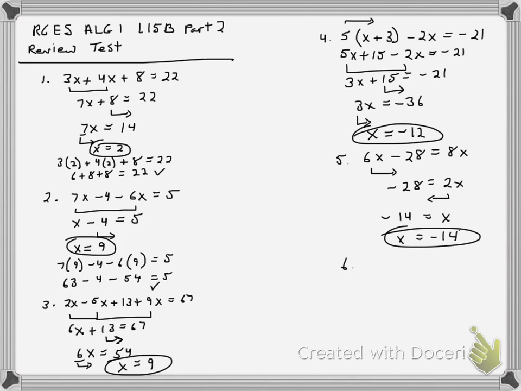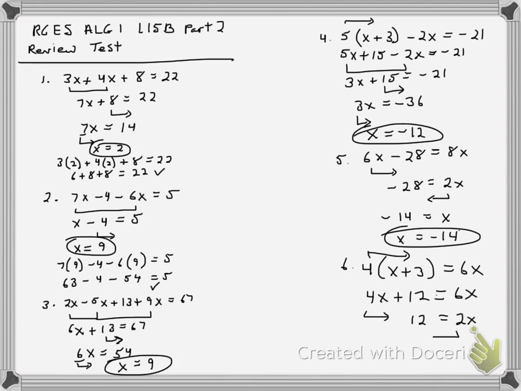6, 4 times x plus 3 equals 6x. I need to distribute, so I'll get 4x plus 12 equals 6x. Becomes like the last problem. I'll take my 4x to the right. So 6x minus 4x is 2x equals 12. I'll divide by 2, and x equals 6.